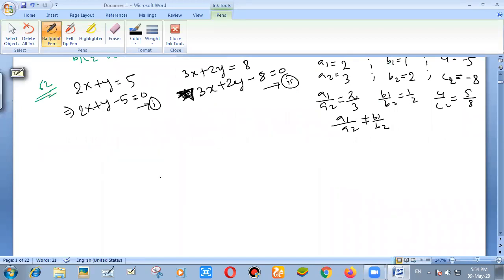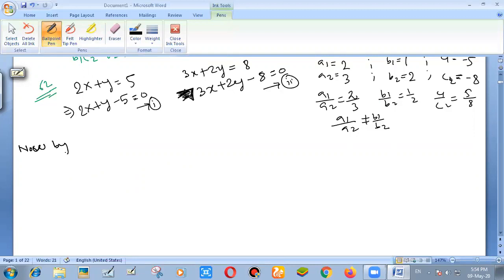Now you have to solve this equation by the cross multiplication method. Clear about up to this? Sir, yes. Okay.